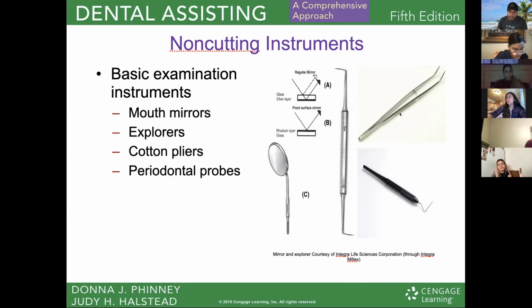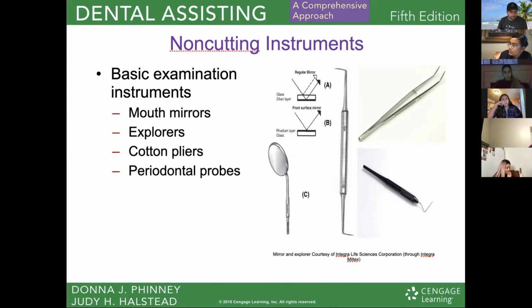Cotton pliers, what we have here, are used to remove, to transfer, and to retrieve materials from the oral cavity and/or drawers or cupboards. Their handles are either locking or non-locking. So this one happens to be a non-locking one. If you have a locking one, there'll be a little peg here with a hole on the other side so that when you squeeze them together, they kind of lock.